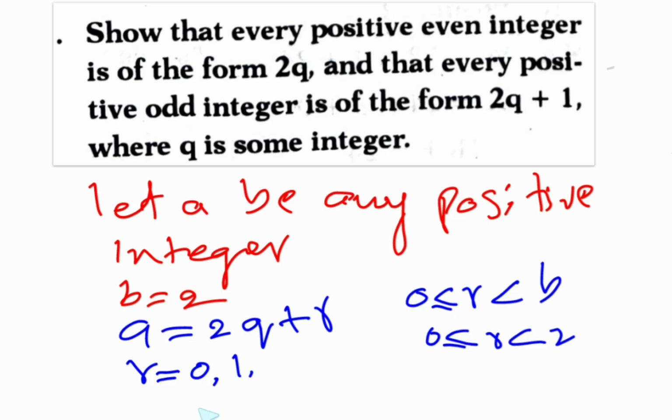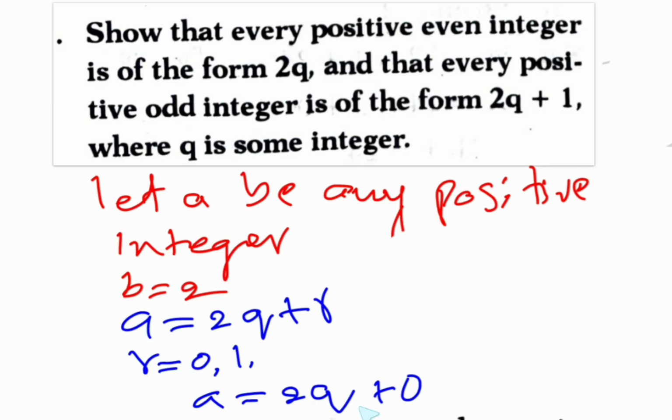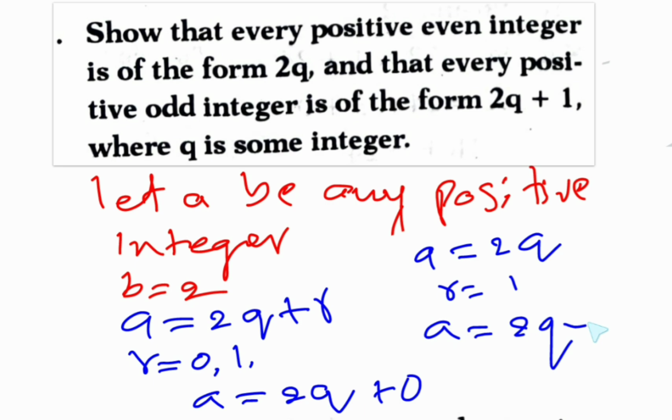Then a is equal to 2q plus 0, so that is a equals 2q, where q is greater than 0. And again, r equal to 1, then a is equal to 2q plus 1.